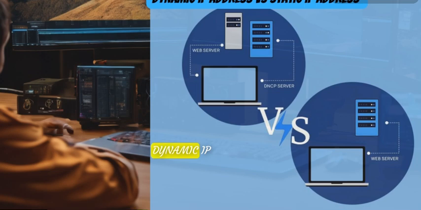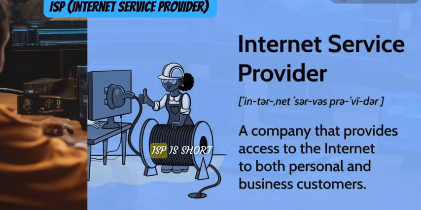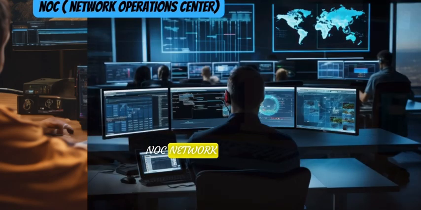Then we have dynamic IP addresses and static IP addresses. Dynamic IP addresses usually change over time, while static IP addresses just remain constant and consistent. ISP is short for Internet Service Provider. Who are they? They're companies that provide bandwidth to organizations, such as your telephone or cable company. These are the people that provide your internet for your housing or organizational needs. Then we have NOC, Network Operations Center, which means locations monitoring and managing network operations.